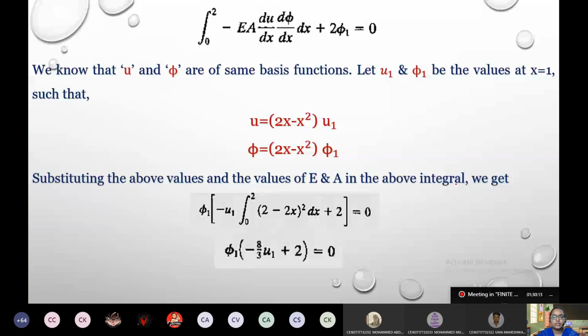Did you get to the last equation that is given in front of you? Phi 1 into minus 8 by 3 u1 plus 2 is equal to 0. Solving that, can you give me the value of u1, anyone? Solve the final equation what you have and give me the answer for u1. Anyone, you can unmute yourself and give me the answer. I hope we are still connected. I'm not getting any answer.